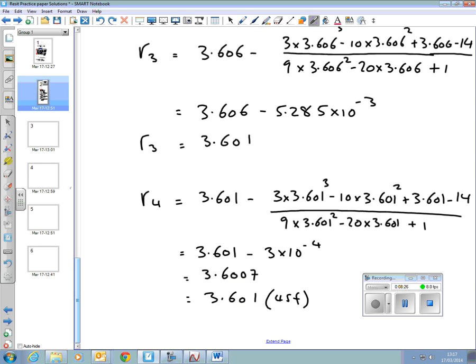And as a check, we could put that value into the original function and see if we get a 0. Okay, I'll stop there. Question 2.